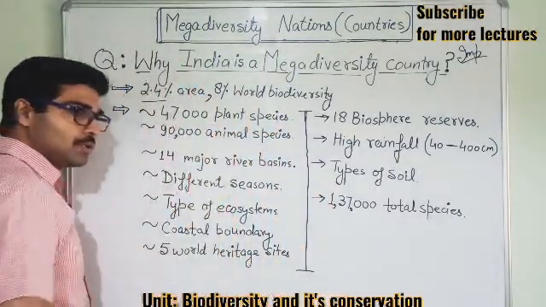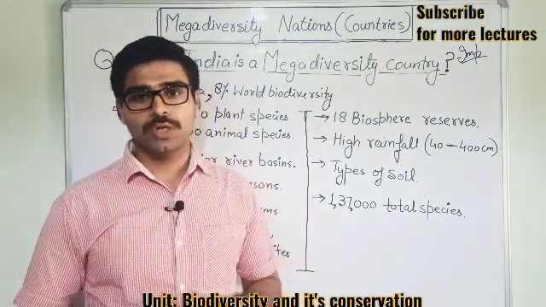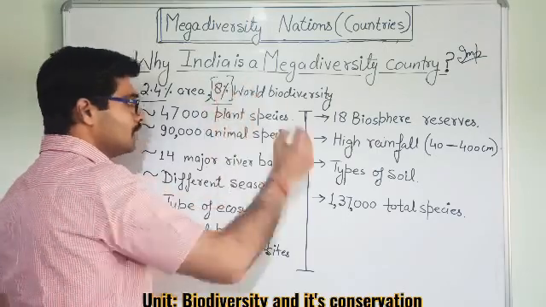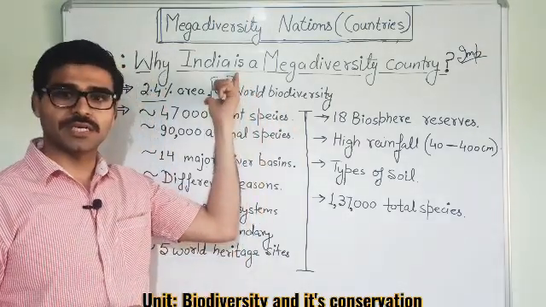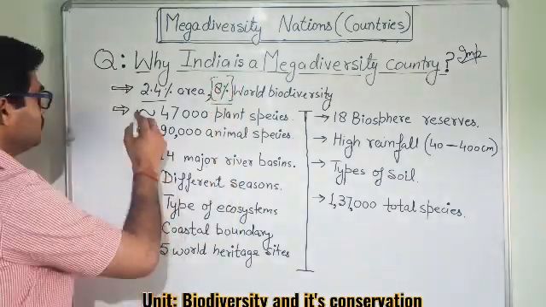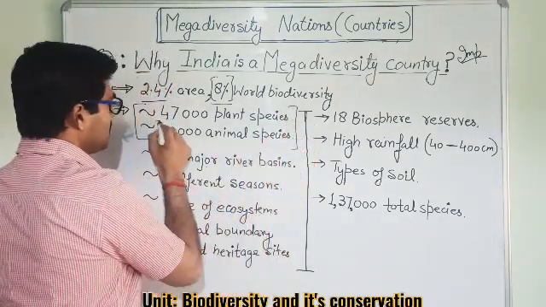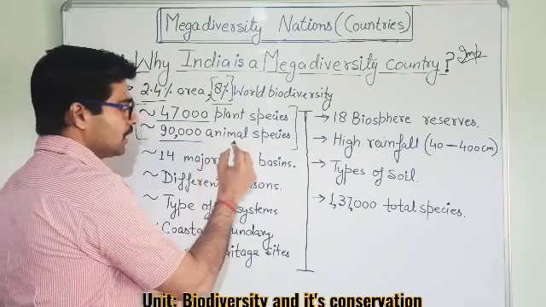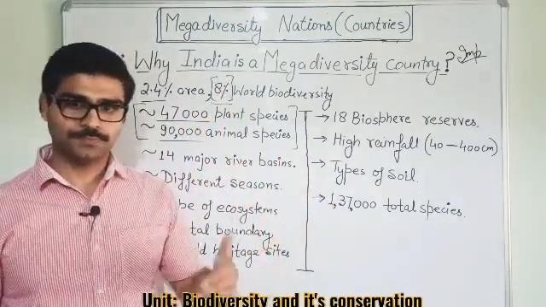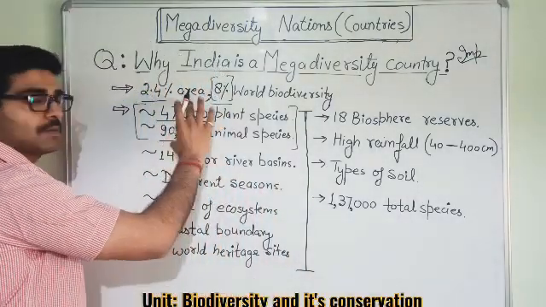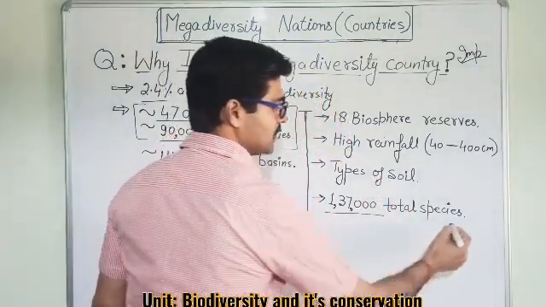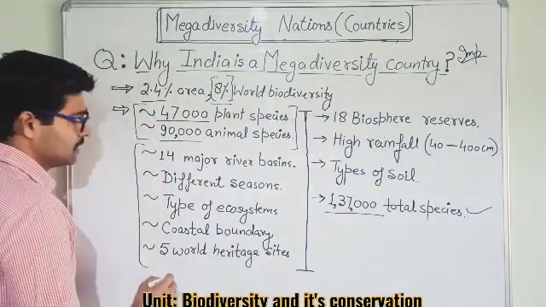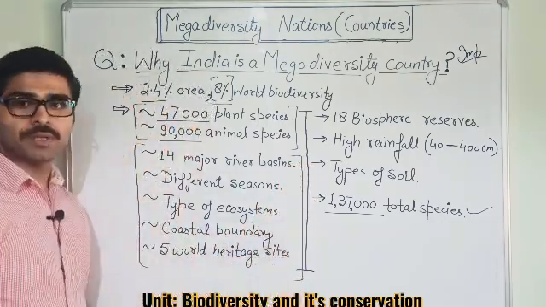So as we know, the total land surface area of our country India is only 2.4% of the total area, but in terms of plant species and animal species, the total species in India are 8% of the world biodiversity. So have a look at the number of species. Approximately 47,000 types of plant species are there in India, and more than 90,000 types of animal species. If we add both these values, the total number of species present in India is 1,37,000.